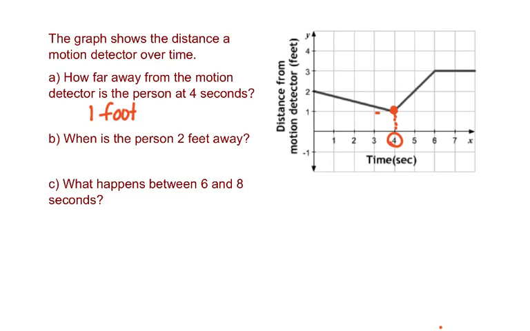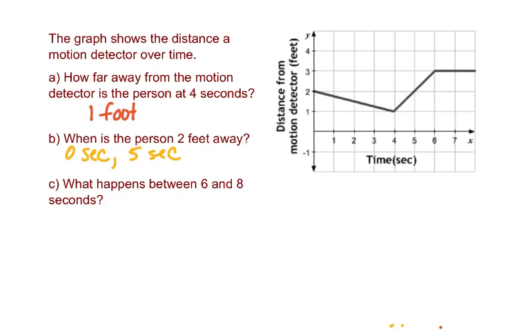Then they want to know, when is the person 2 feet away? Okay, well, that's a distance. So I'm going to go to where 2 is on my distance, and I'm going to find all of the spots on my graph. Well, it looks like right there. So that's at 0 seconds. So at 0 seconds, they're 2 feet away. And let's see, where else? If I keep scooting over, I might run into my graph again, so I have to look for that. I run into my graph again here, which is at 5 seconds. So the person is 2 feet away from the motion detector at both 0 seconds and at 5 seconds.